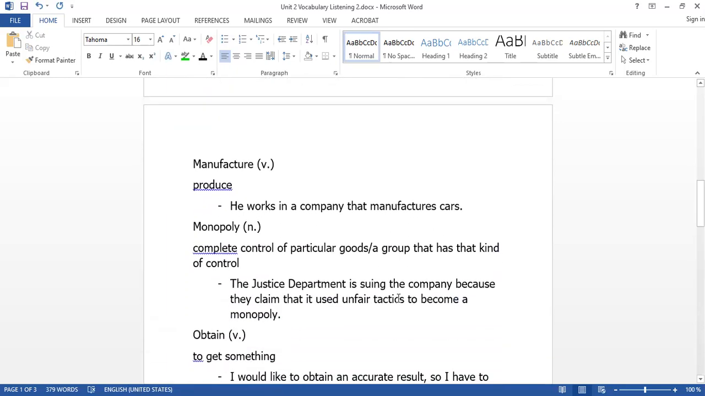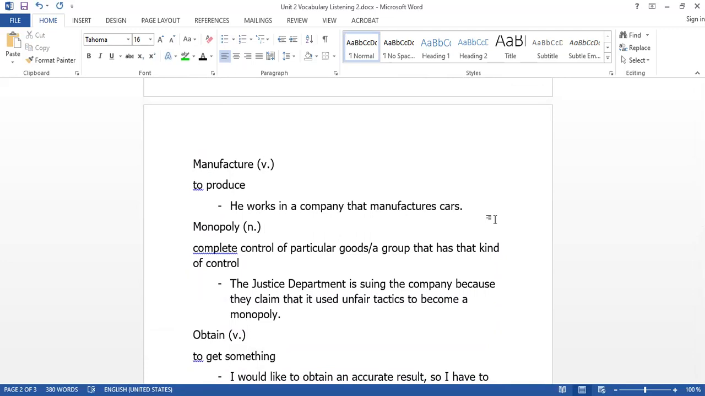Next, manufacture. Manufacture is quite easy. It's a verb in this case. So actually it just means to produce, really. That's it, to produce. He works in a company that manufactures cars. It's the same as he works in a company that produces cars, makes cars. Same thing, exactly the same thing.